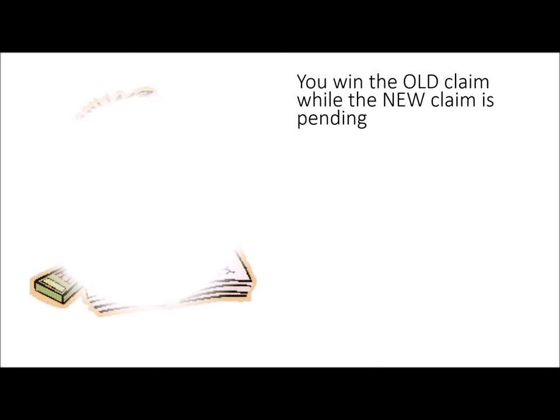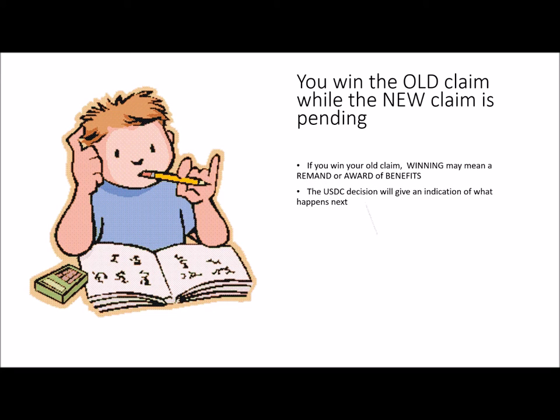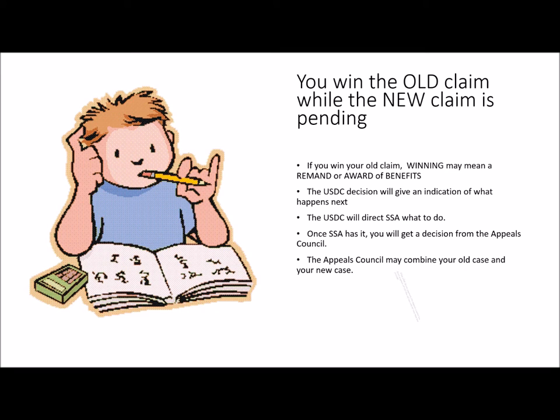Now, when I say you win the old case while the new claim is pending, basically here's what I'm saying: the United States District Court makes a decision that's favorable to you. They decide the ALJ got it wrong, or the commissioner got it wrong, and they'll either pay it outright or remand it back for further development. Federal courts rarely award benefits straight out. What they're basically doing is sending it back to the Social Security Administration to see if they can fix the problem. They'll say, hey, we think the judge didn't apply the law properly in this instance. I need you to fix this issue.